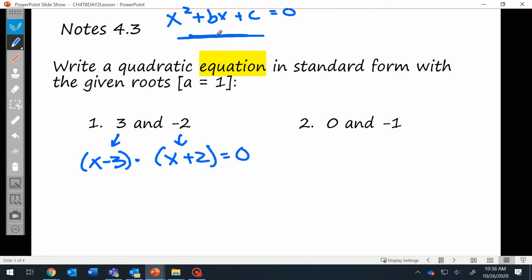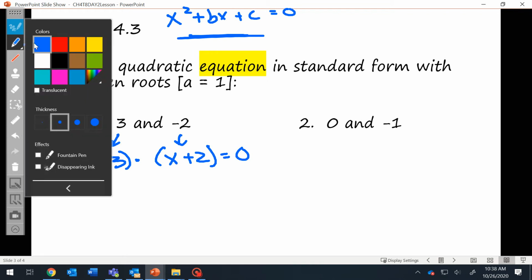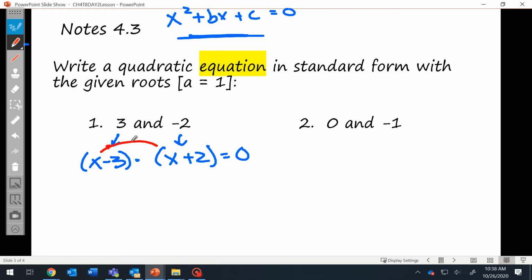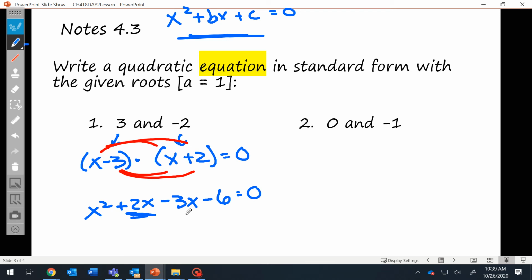But I want it in standard form. So I would have to distribute here to figure out what it would be in standard form. So if I distribute, x times x is x squared, x times 2 is 2x, negative 3 times x is negative 3x, and negative 3 times 2 is negative 6. So this is almost in standard form, I still need to combine like terms, the 2x and the negative 3x. So you get x squared minus x, or minus 1x, minus 6 equals 0.